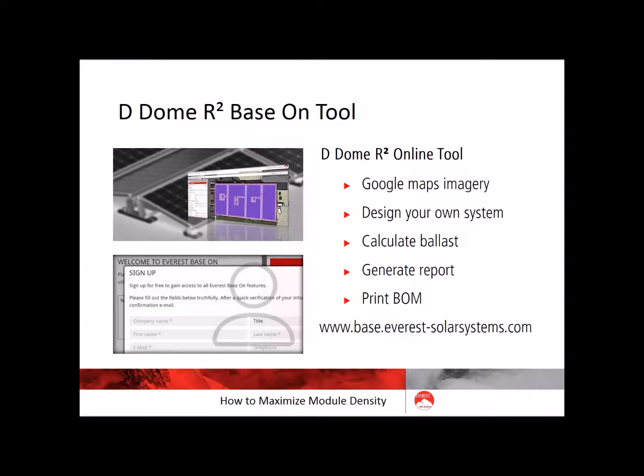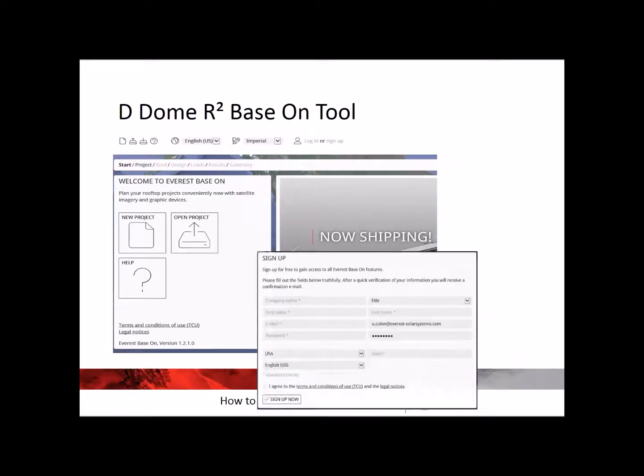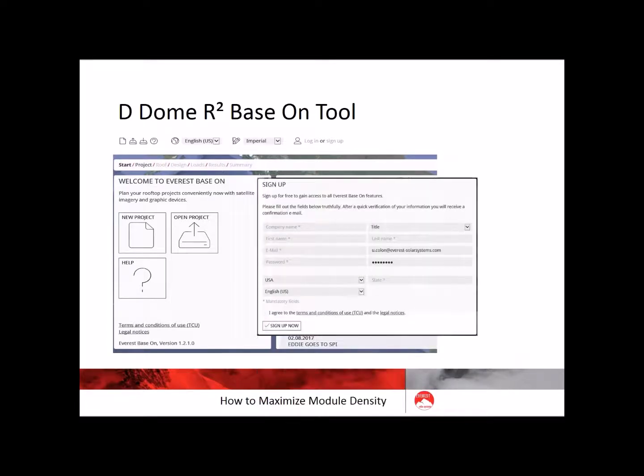The last thing I wanted to talk with you guys about today is our DDome Rsquared Base-On tool. This is a tool that we have that's able to help our customers design their own systems, calculate their ballast, generate their reports for their engineers, as well as print their bill of materials so they can take those to their distributors and get a quotation on how much a system is going to cost to install the materials. This is located on our website. It's free to use. All you have to do is sign up, give some very basic information, and I'll get you approved and be good to go.